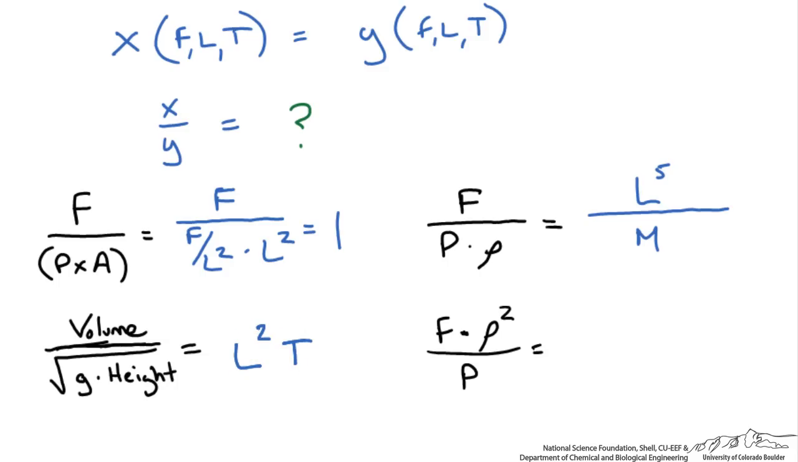The last one already has force in it, so we'll go ahead and use the FLT system to analyze this. This is going to be a force times a density squared, and we know density is a mass per length cubed. This is going to be squared, and this is over a pressure, which is a force divided by an area, which is a length squared. This simplifies down to a mass over a length to the fourth. So this is also not a dimensionless number.